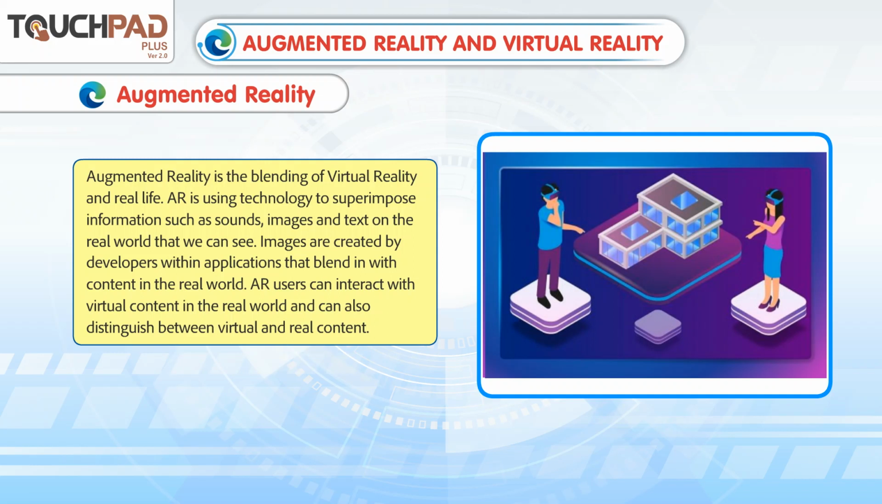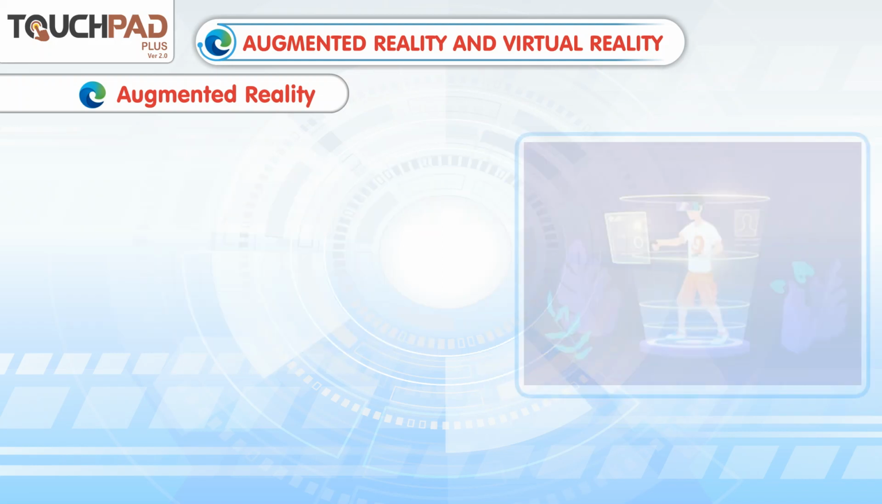AR is using technology to superimpose information such as sounds, images, and text on the real world that we can see. Images are created by developers within applications that blend in with content in the real world. AR users can interact with virtual content in the real world and can also distinguish between virtual and real content.